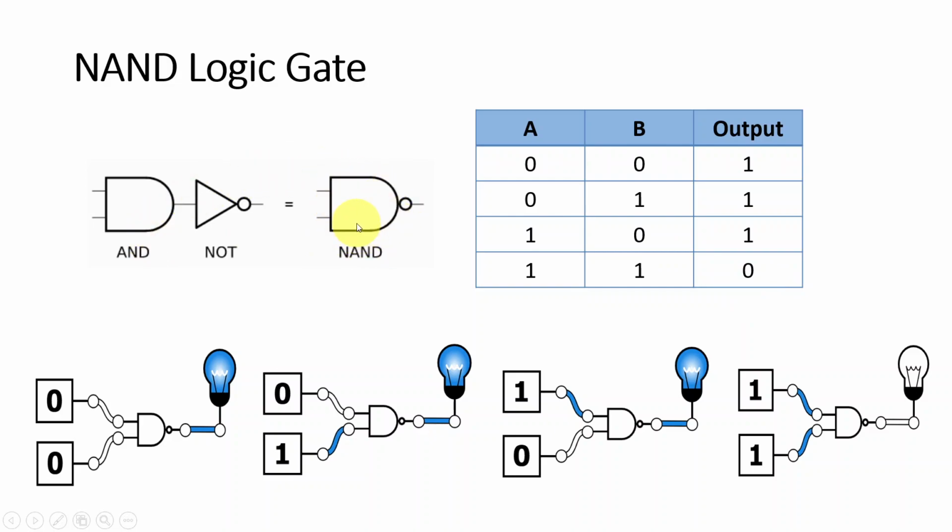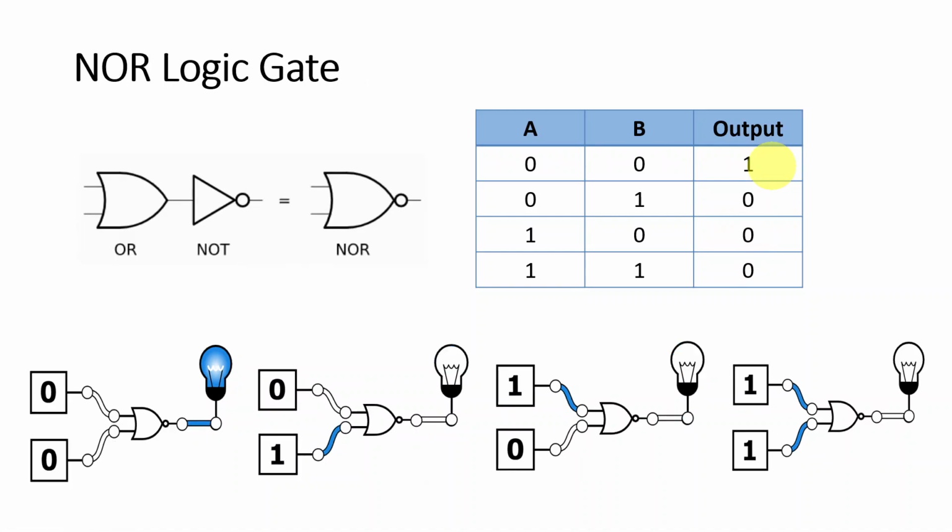The NAND logic gate is where first we do the AND operation and then we negate it. So the truth table is obvious. In AND logic, only when both are 1 is the output 1, otherwise 0. Since we are now negating it, only when both are 1 is the output 0, and in all the other cases it is 1.